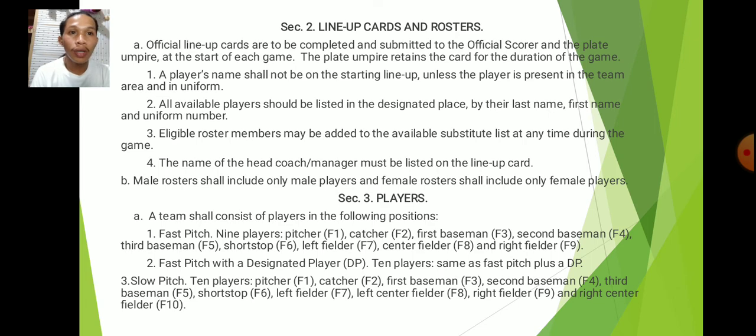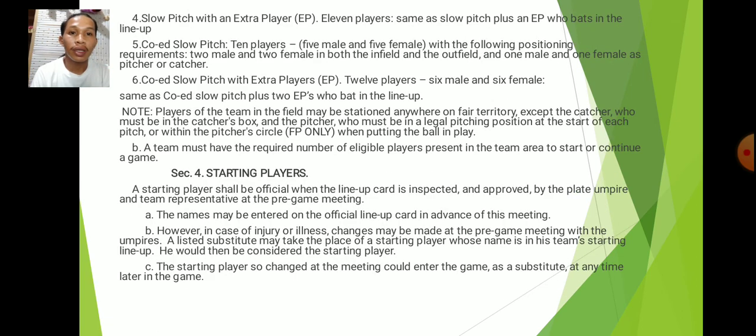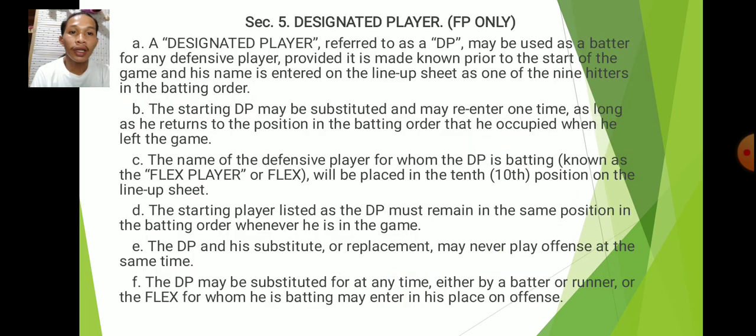Section number 2, lineup cards and rosters. Section number 3, the players. Section number 4, starting players. Section number 5, designated players, flex players only. Designated players, referred to as DP.